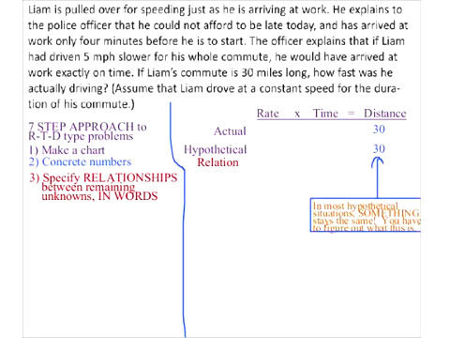Okay, we don't need that to be two lines. It's kind of silly. Relationship. And I like to actually put them in the chart. So the relationship between the rates here is: what's the relationship between the actual and hypothetical speeds? In words. Text box, please. How are the actual speed and the hypothetical speed related?